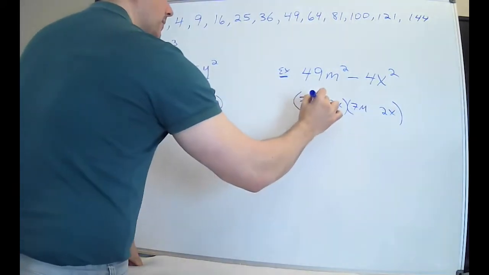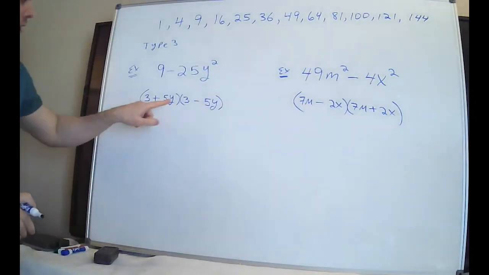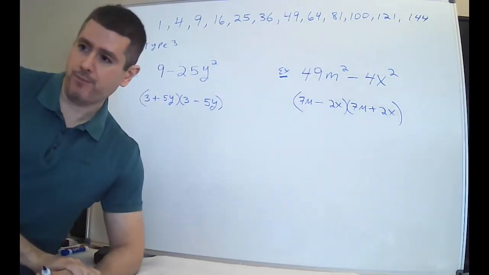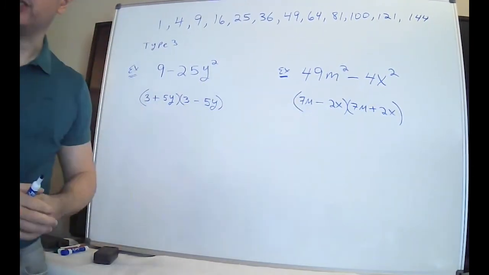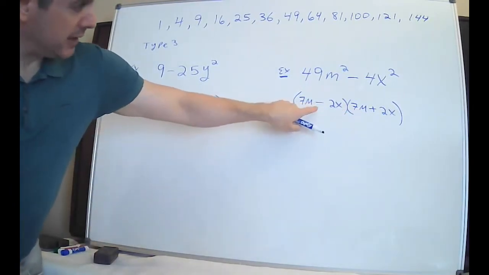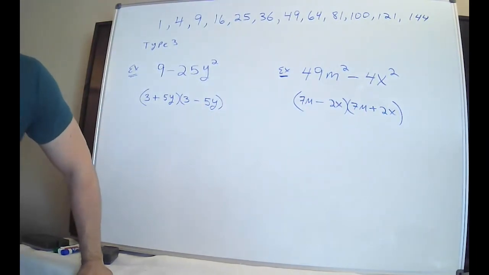Now again, one of them gets a negative and one of them gets a positive. It doesn't matter which one you put first, as long as you make them different. So something times itself with different signs. You're just making a copy. I mean, look, they look identical, except one of them has a minus, one of them has a plus. So that was type 3, difference of perfect squares.